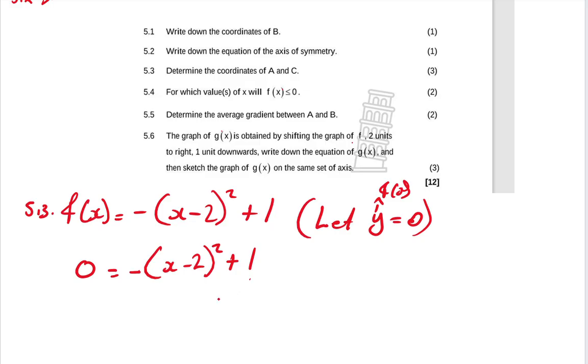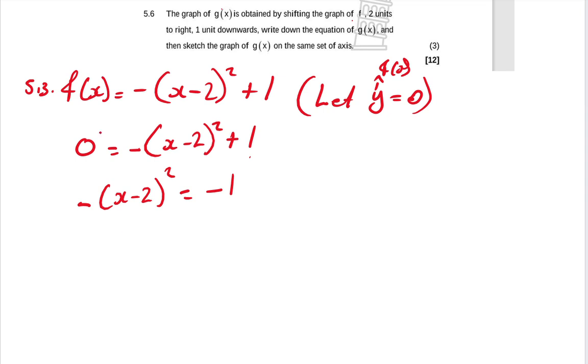And then this one, we'll move it to the other side, where we're going to have negative (x minus 2) squared. Don't be confused. I want to start by writing this squared is equal to negative 1, because this one is going to change the sign when we transpose it to the other side. Then we divide by negative 1. You're left with (x minus 2) squared is equal to 1. And then we're going to put a square root on both sides.